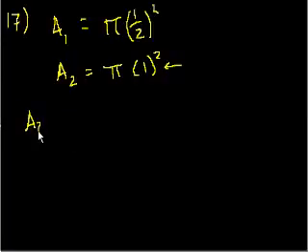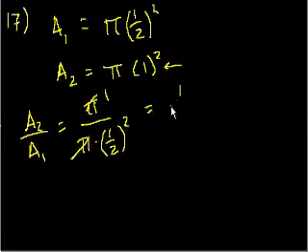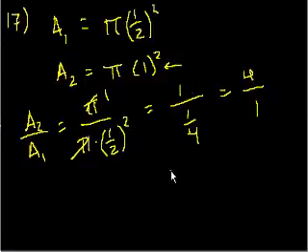So the ratio of the larger circle to the smaller circle, and that might be where you messed up if you flip the two, is equal to pi times 1, well, that's just pi, over pi times 1/2 squared. The pi's cancel out, so it equals 1 over 1/4. Or we could multiply the numerator and the denominator by 4, which gives 4 over 1. So the ratio is 4 to 1, and that's choice D.